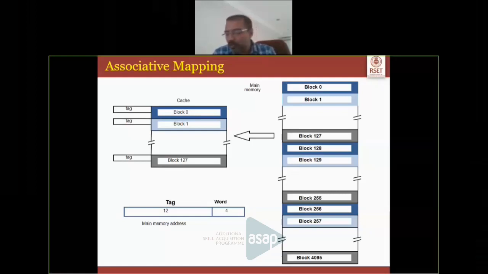So 2^12 is 4096, which is the number of blocks of the main memory, and it is used as a tag. The next 4 bits, the least significant 4 bits, are used to identify which location in each block.